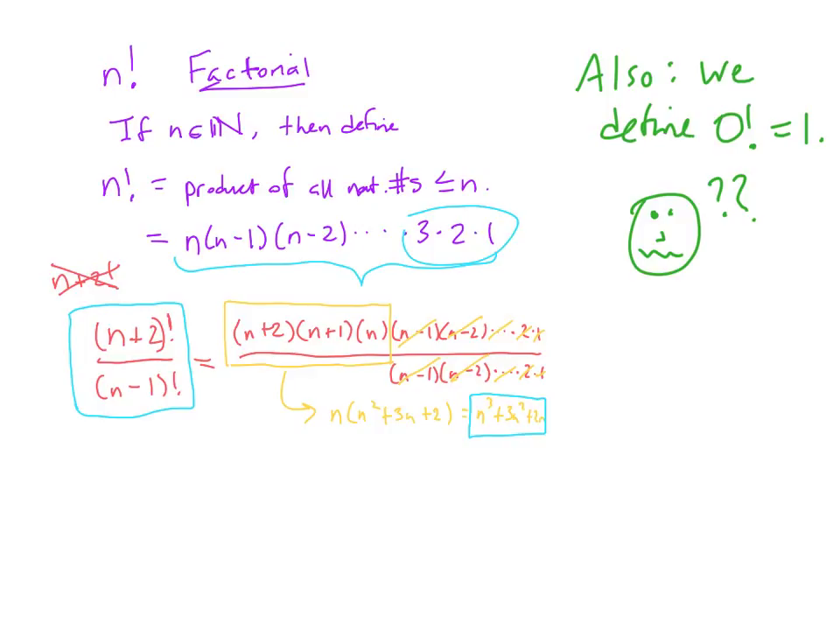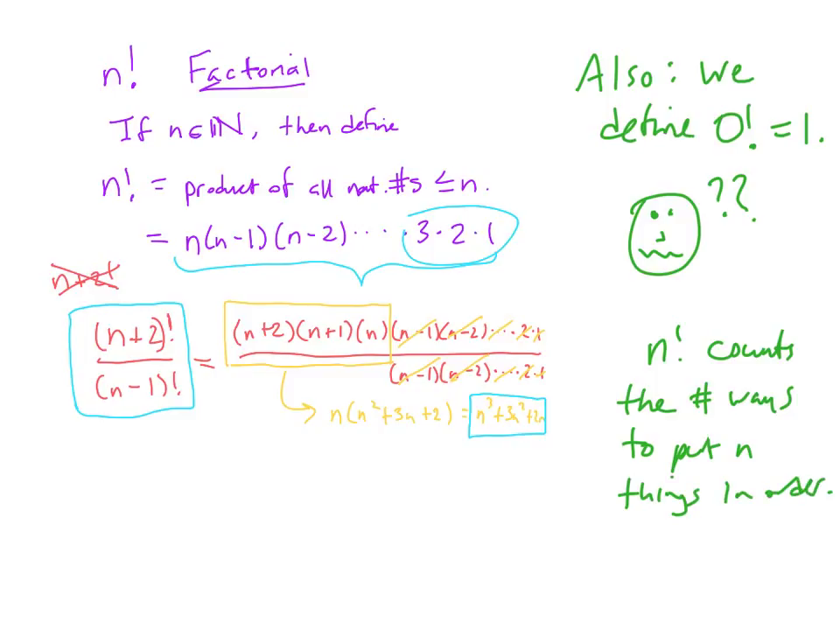Well, let me say a bit about why this would make sense. So I actually want to give my favorite explanation of this, not the most algebraic one. But when we think about n factorial, this counts the number of ways to put n things in order.